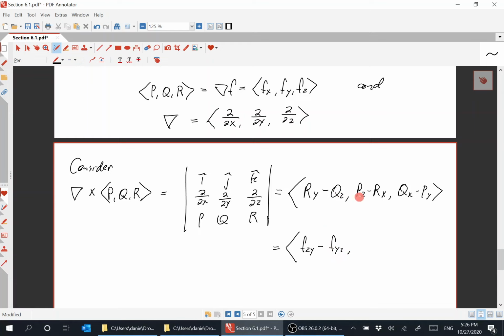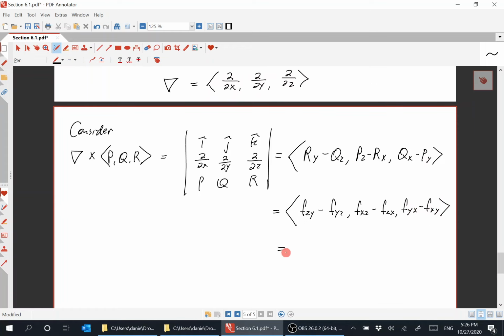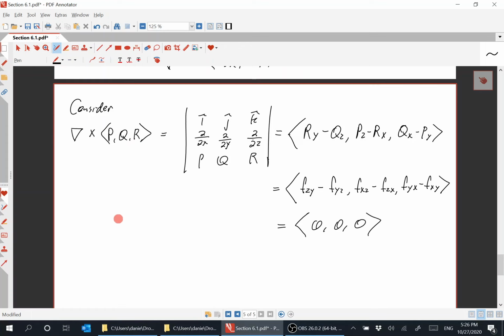Right? This is fxz minus fzx. This is fyx minus fxy, which by Clairaut's theorem is 0, 0, 0. Okay, so given a three-dimensional vector field, P, Q, R, if this cross product is not 0, it can't be conservative.